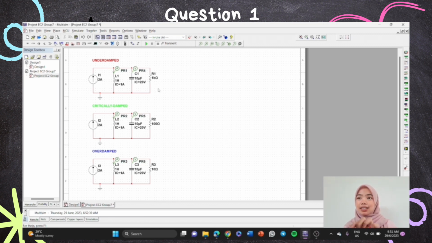In these circuits, we only change the value of resistance. For the underdamped, we use a 1 k ohm resistor, for critically damped, we use a 100 ohm resistor, and for overdamped, we use a 10 ohm resistor. Okay, let's see the simulation through transient analysis.